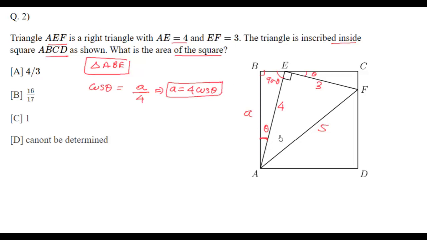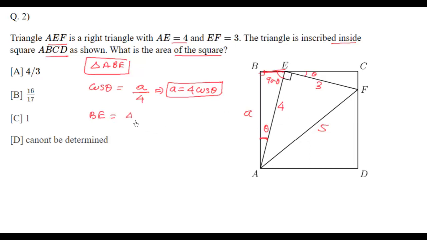The same logic let us apply for this portion, say BE. So if I want to find BE, then BE would be what? It would be 4 sine theta. Why so? Because this is perpendicular, this is base, and this is the hypotenuse. So perpendicular would be what? Hypotenuse into sine of theta.